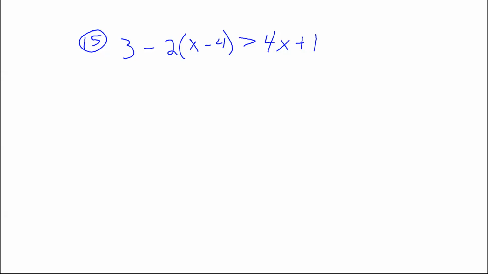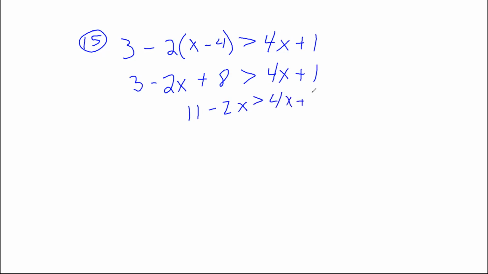First thing I'm going to do is use the distributive property with negative 2. This is 3 plus negative 2. So as I use the distributive property, I'm going to have negative 2x. Negative 2 times negative 4 is positive 8, is greater than 4x plus 1. Now I'm going to add like terms. 11 minus 2x is greater than 4x plus 1.